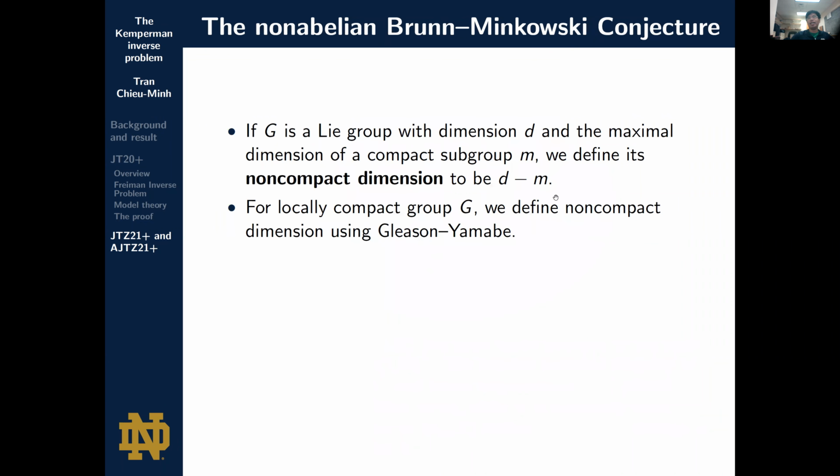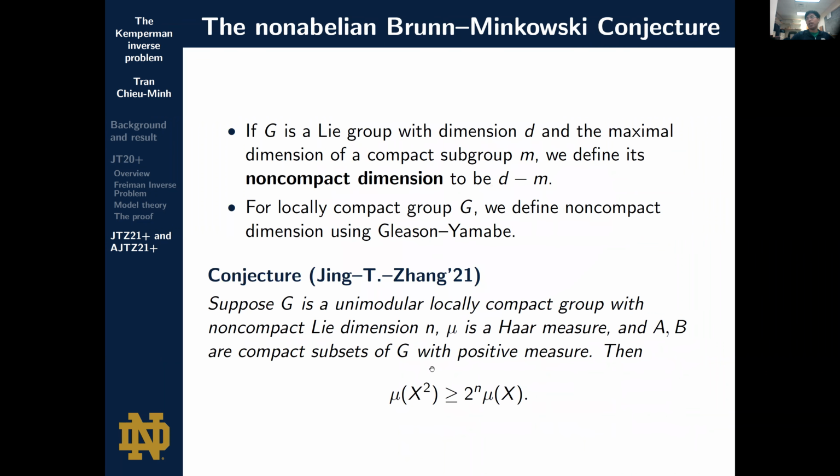That led us to define the notion of non-compact dimension to be the dimension of the full group minus the dimension of the maximal compact subgroup. And the corrected conjecture would be, let's say for the unimodular case, that the measure of x squared would be greater than or equal to 2 to the n times the measure of x. So instead of dimension, it's just the non-compact dimension.